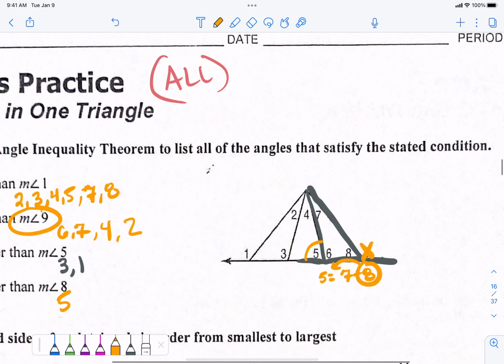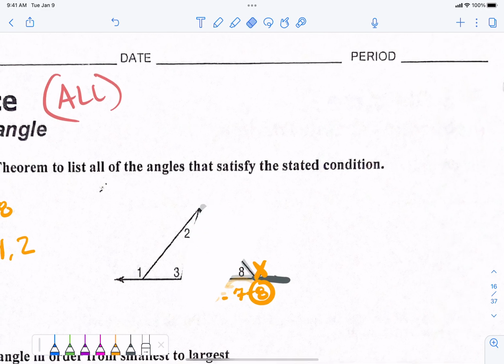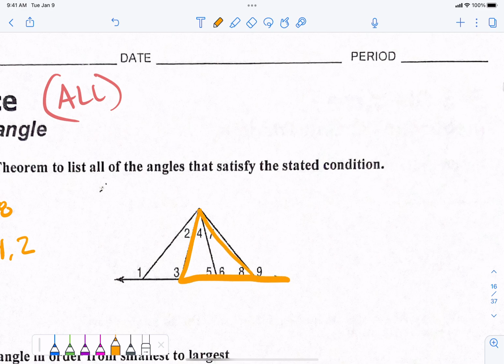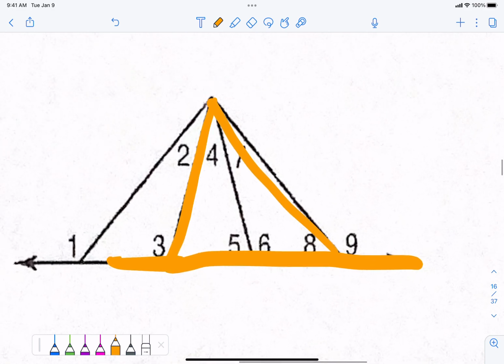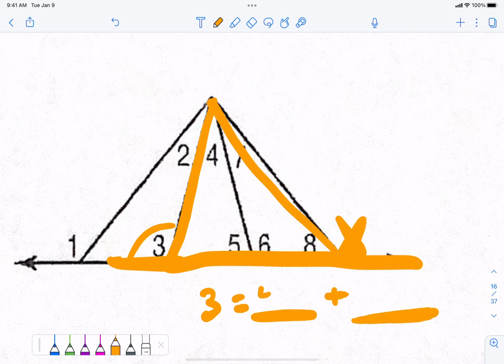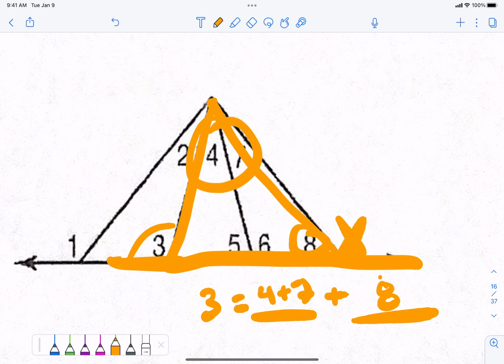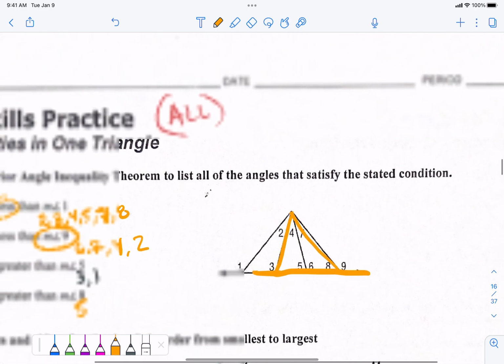Alright, now, if I extend him out a little ways, am I going too fast? No. Okay, if I extend him out a ways, so we have a second one. The two exterior angles are 9 and 3, but we're going to ignore 9 because 9 touches 8, okay? So if we say 3, 3 is equal to what? 4 plus 7 plus 8, right? Yeah, it is. 4 plus 7 plus 8, this one and this one. So what's bigger than 8? 3. So we got to add 3 to our list.